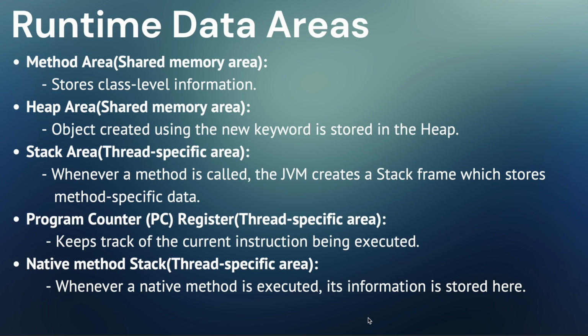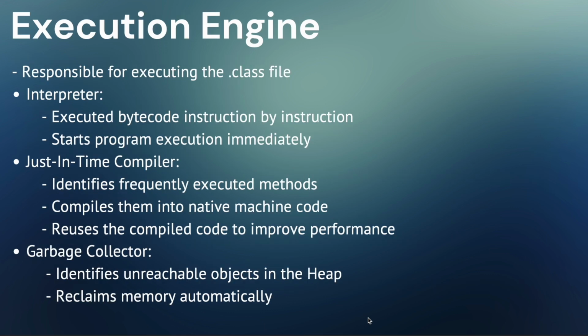Now let's quickly summarize the memory model because this is very important for interviews. The heap and method area are shared among all threads, but the stack, PC register, and native method stack are private to each thread. This separation helps Java to support multithreading safely and efficiently. So now we understand how memory is organized inside the JVM. We know where objects are stored, where method calls are tracked, and where class information lives.